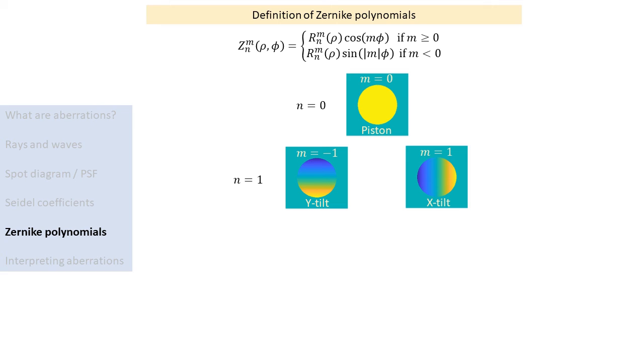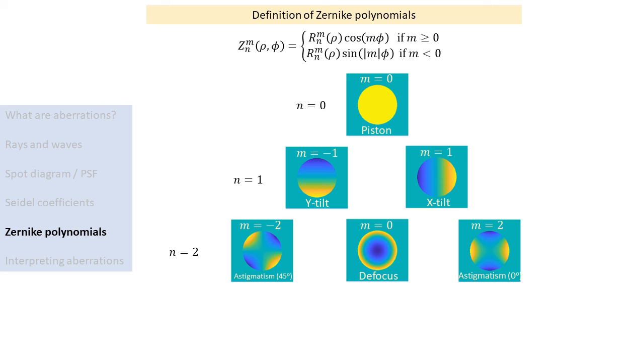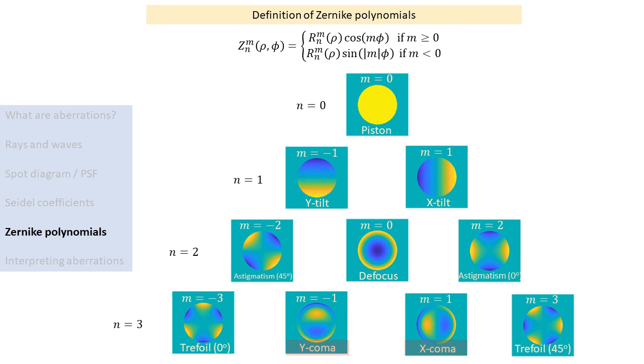For the next set of polynomials, the functions undergo either two periods when we vary the angle, or they are constant. The defocus aberration is quadratic, so the image is shifted along the optical axis. The other aberrations correspond to two orientations of astigmatism. In the next set of polynomials, we find the coma aberration in different orientations. These are the first several Zernike polynomials in an infinitely long list.